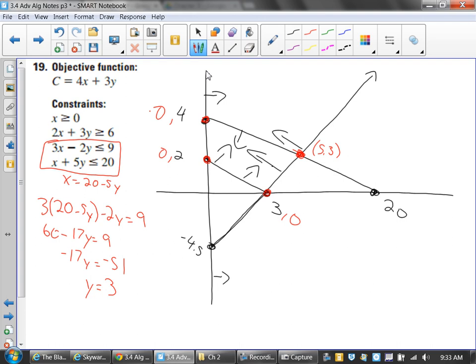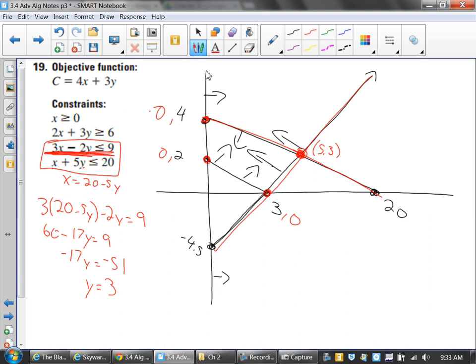Because those are the 2 lines that I drew. The one with the 4 and the 4, the 4.5 and the 3 came from this one. The other one was the 20 and the 4. That was this line. So I was looking at these 2 lines where they intersected one another. They intersected here. To figure out the intersection points, you have to solve the system.